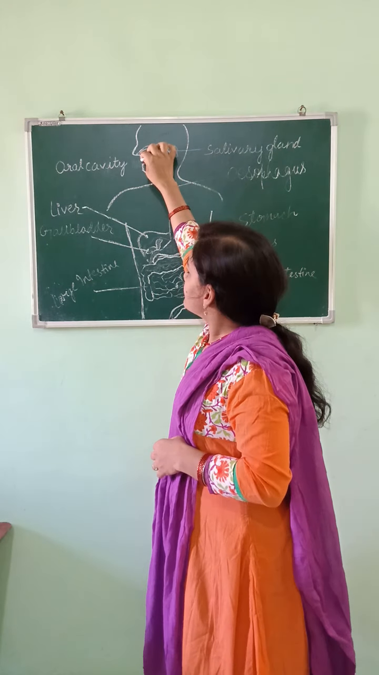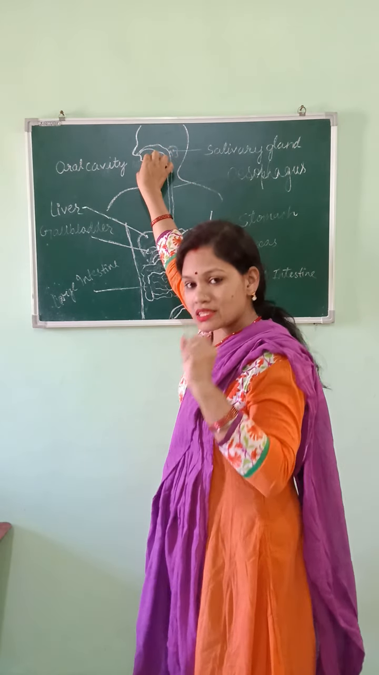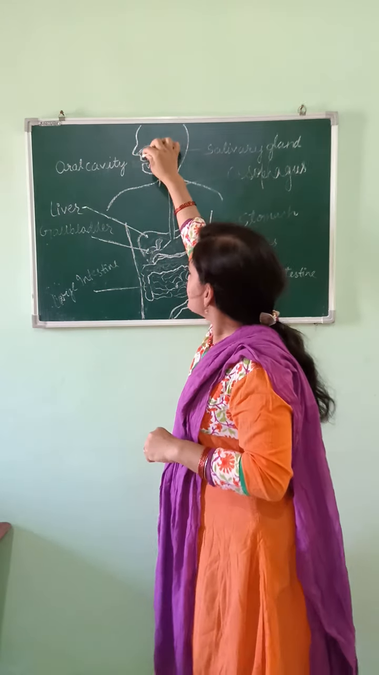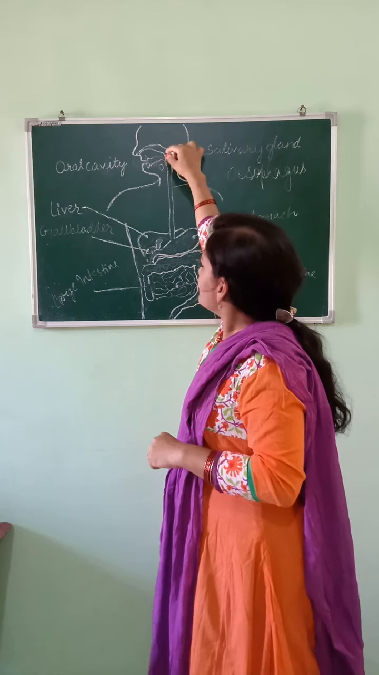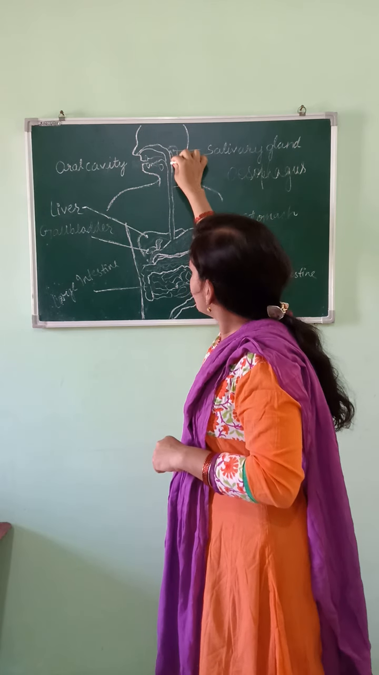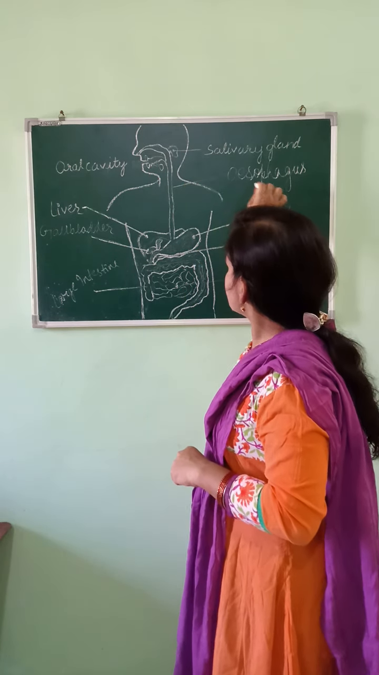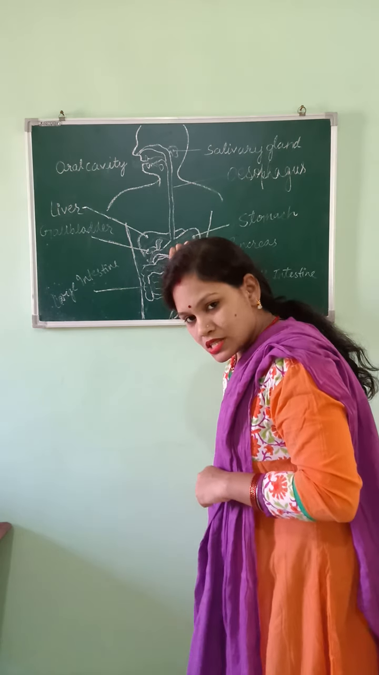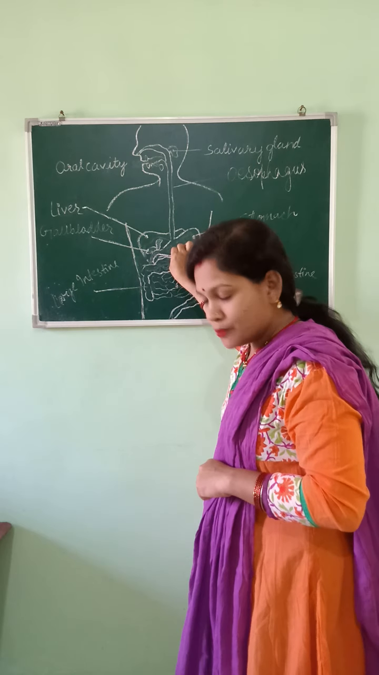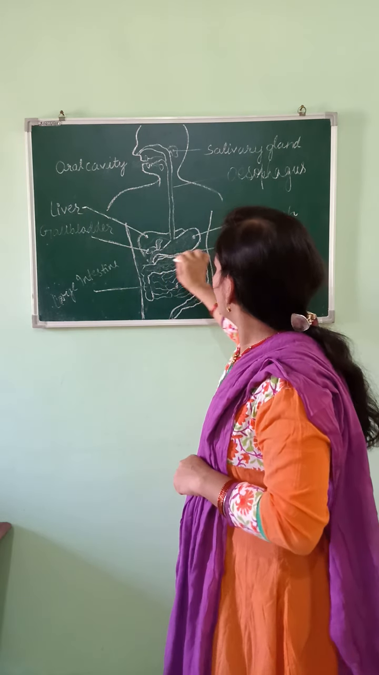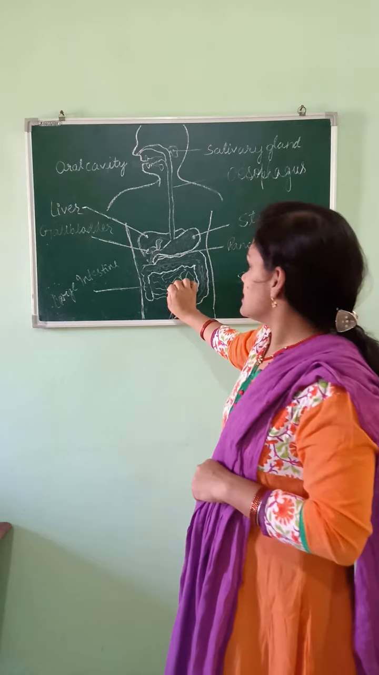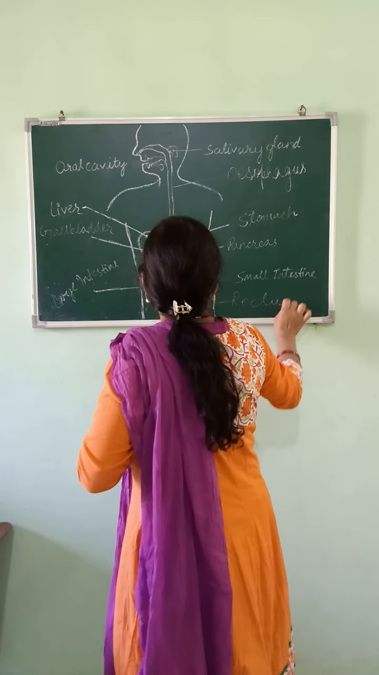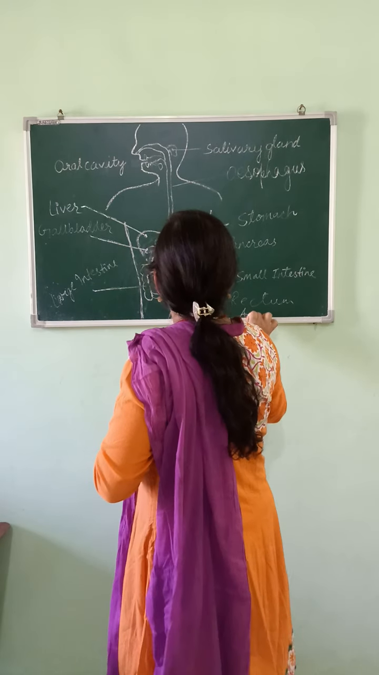Then what happens after digestion over here? After the mastication of food, after the cutting of the food, the food which is swallowed moves downwards to the esophagus. After the esophagus, it moves to the stomach. In the stomach also digestion occurs. Then from the stomach it moves to the small intestine and then the large intestine. After the large intestine there is the rectum and then the anus. At last we have the anus.